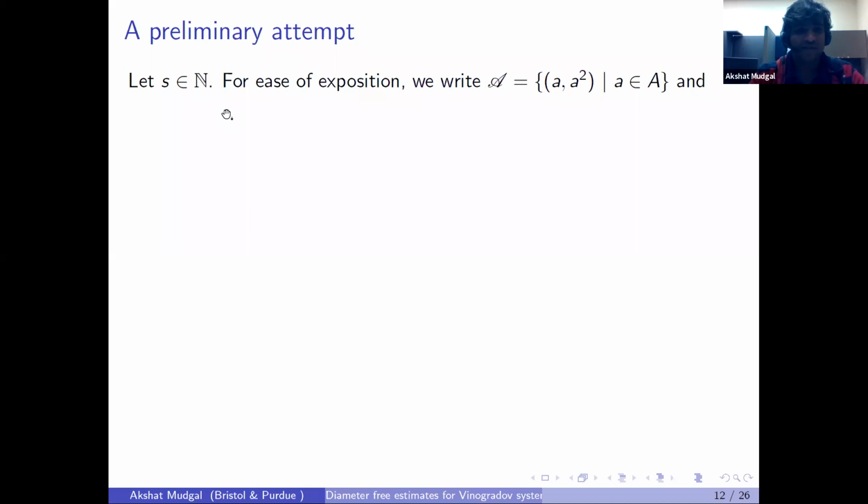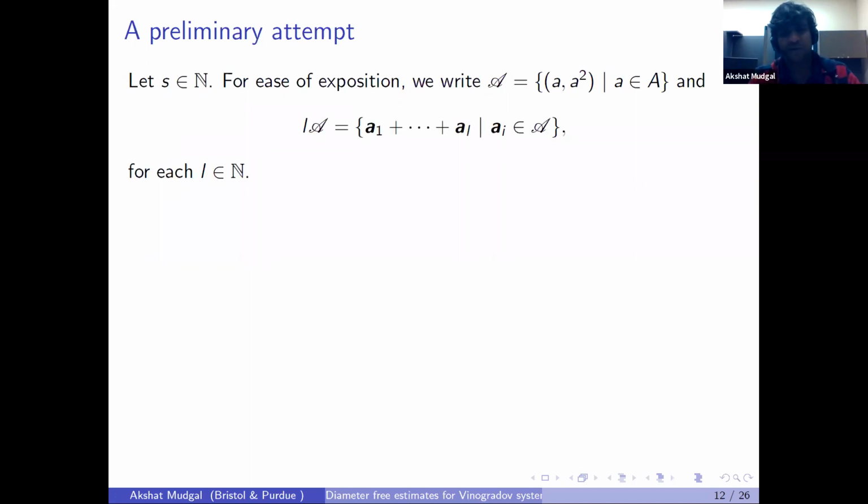So again, let S be a natural number. We come to this curly set A again. So we have a normal set A, which is a set of real numbers, and we project it on the parabola. So any element in this curly set A looks like (a, a squared). And as before, we'll define the L-fold sumset of the set. So the Vinogradov sumset is really all possible L-fold sums where I'm summing vectors in this curly set.